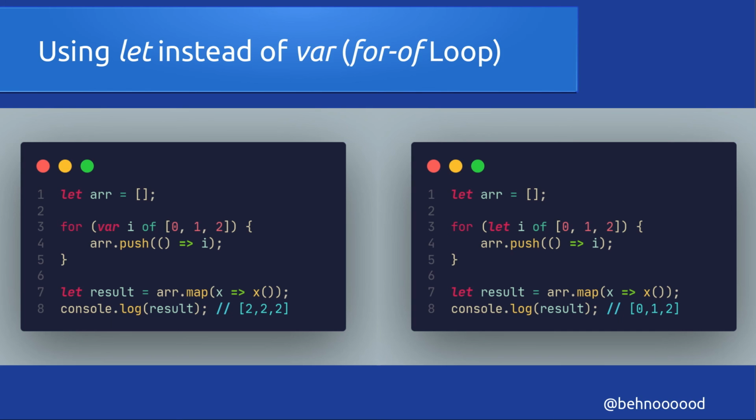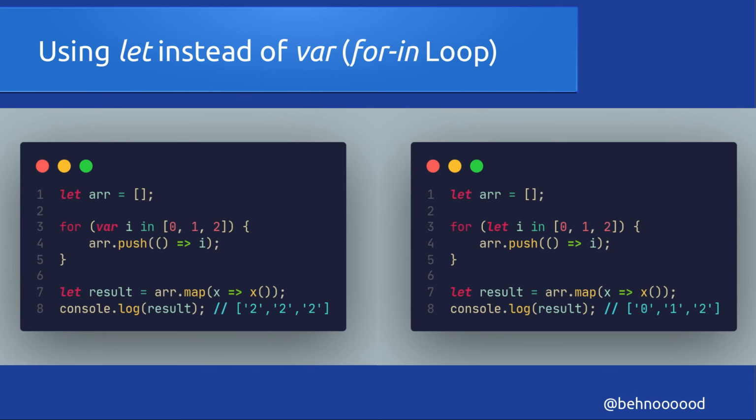In a for loop, again, var creates a single binding, and let creates one binding per iteration. Const also creates one binding per iteration, but the bindings it creates are immutable. The for-in loop works like the for loop, so the results are the same.